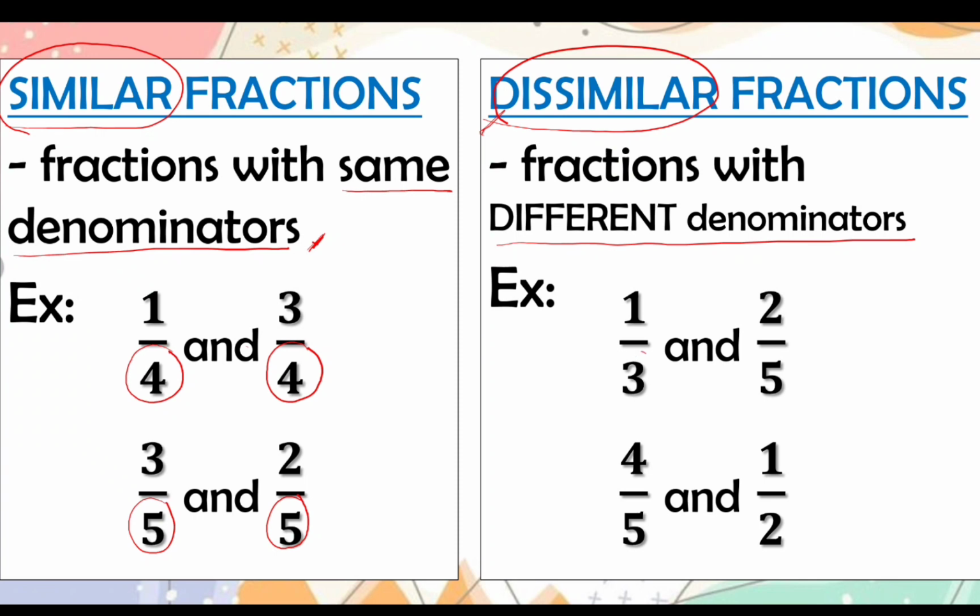For example, 1/3 and 2/5. So magkaibang denominators, kaya sila ay tinawag na dissimilar fractions. We also have 4/5 and 1/2. So 5 and 2 are different numbers, so different denominators yan. Therefore, we call it dissimilar fractions.